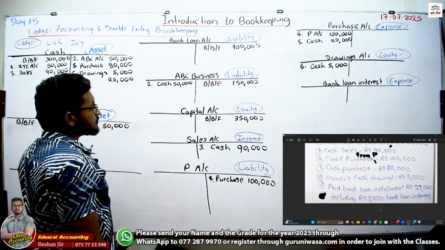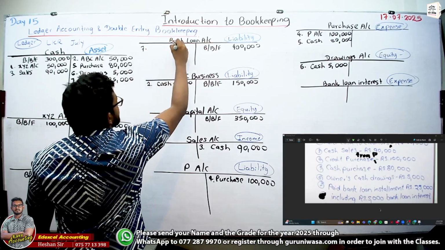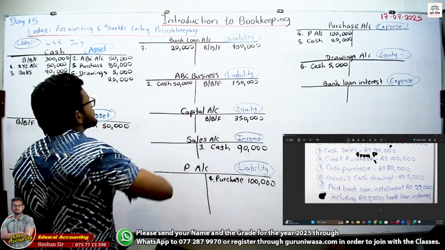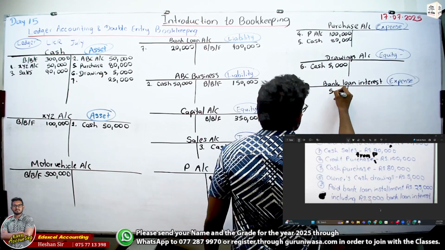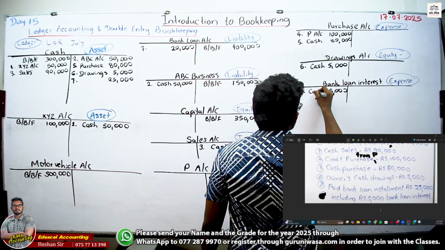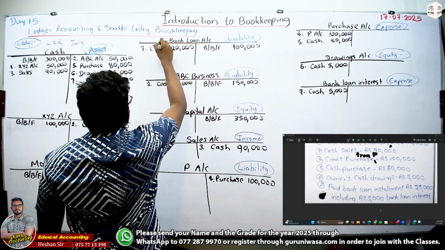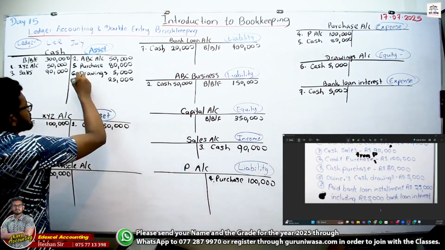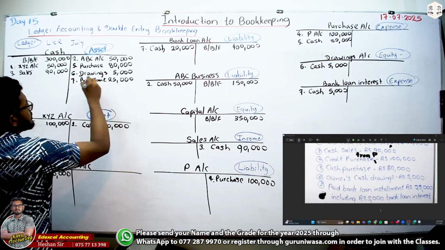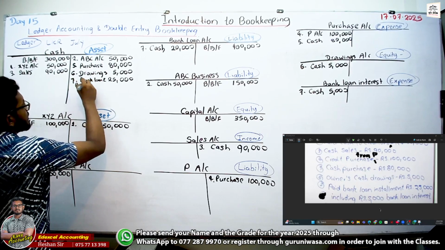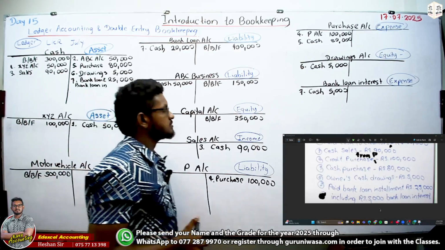But out of 25,000, only 20,000 is relevant to the bank loan. So bank loan debit 20,000. Bank loan interest debit 5,000. Just remember, two debit entries, 20,000 and 5,000. One credit entry. I'll write bank loan and bank loan interest. Right?